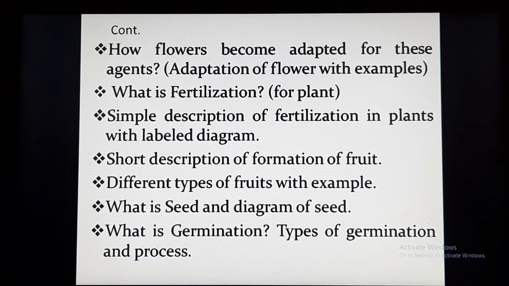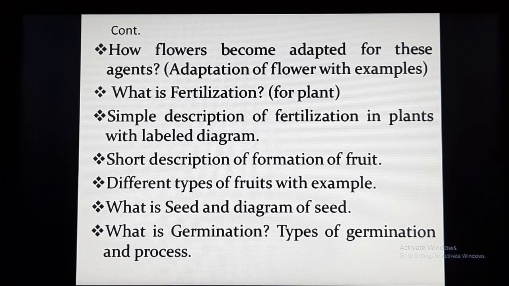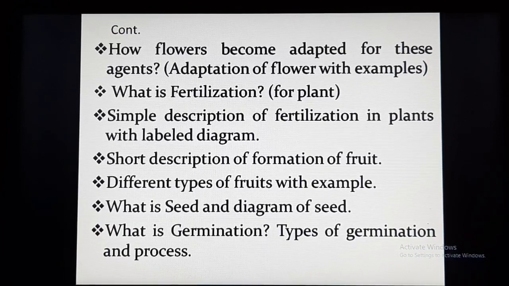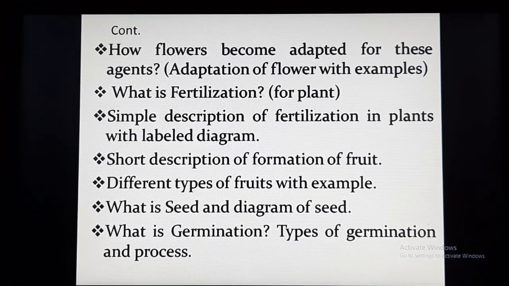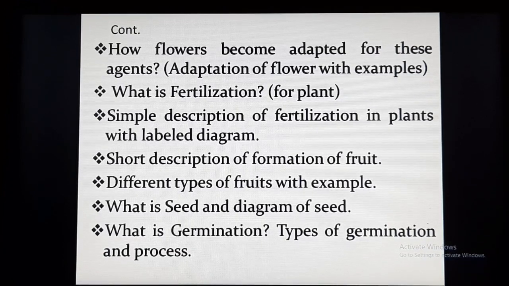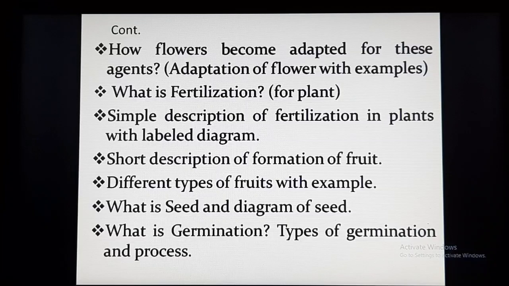And flowers also become adapted physiologically and physically, basically morphologically, to attract the agents for the purpose of pollination. So we should know the morphological adaptation of flowers with examples. Next is what is fertilization. Simple description of fertilization in plants with a labeled diagram. Short description of formation of fruits.